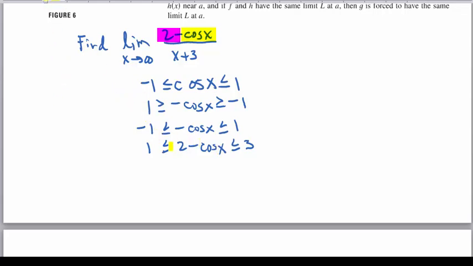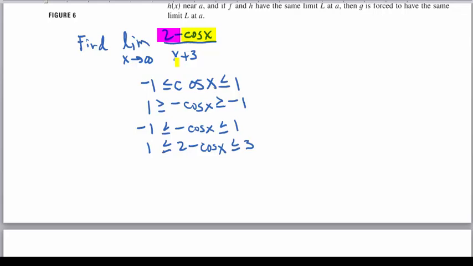Right? So you see, I have 2 minus cosine of x, which is the numerator of my function that I'm trying to find the limit of. Now, that's not the function, though. The function is 2 minus the cosine of x divided by x plus 3. Alright? But, since the limit here is as x approaches infinity, we can assume that x plus 3 is going to be positive, right? Because when x gets really big, then x plus 3 is even bigger, right? It's 3 bigger than whatever x is. So we're going to assume that x plus 3 is always going to be a positive number.